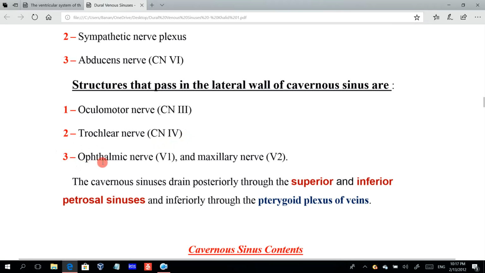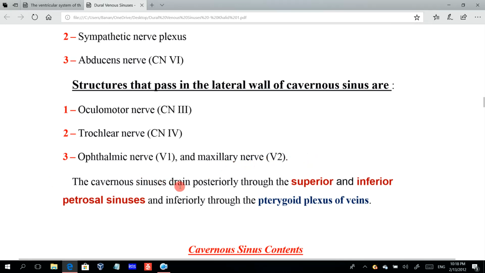And lastly, we have the ophthalmic nerve, which is the first division of the trigeminal nerve, and the maxillary nerve, which is the second division of the trigeminal nerve. Once the ophthalmic nerve leaves the cavernous sinus, it will pass through the superior orbital fissure to supply the intraorbital structures. And the maxillary nerve, after it leaves the lateral wall of the cavernous sinus, will leave the cranial cavity through foramen rotundum to pass into the infratemporal fossa.